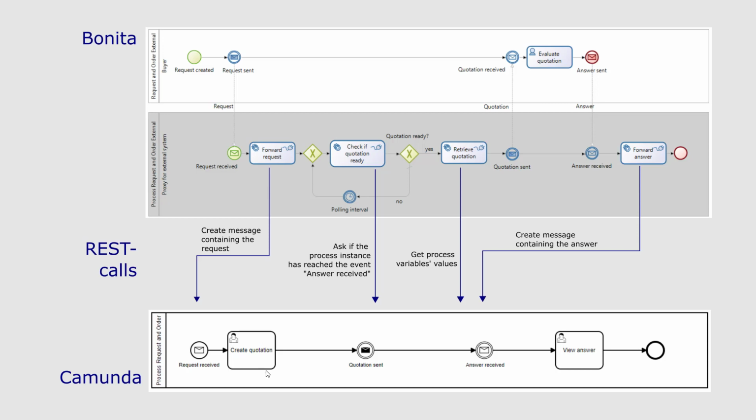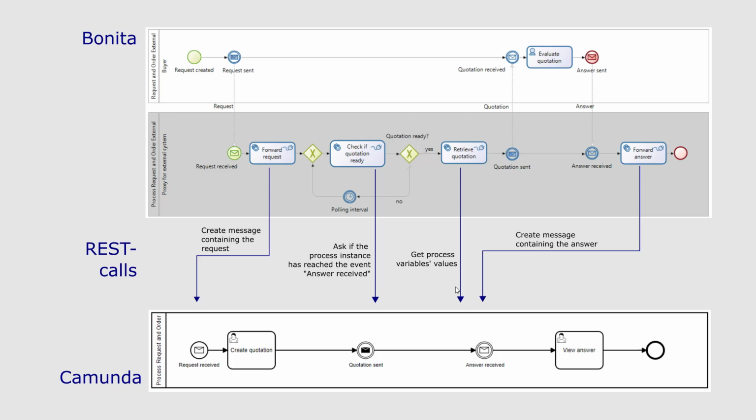With the second REST call, the support process inquires if the process in Camunda has already reached the message catching intermediate event answer received. If this is the case, the task create quotation has already been completed. If it is not the case, the support process pauses a while at the timer event polling interval before it performs another inquiry. If answer received has been reached, the Bonita support process makes another REST call that retrieves the values of the process variables in the Camunda process. One of these values is the proposed price from the quotation.